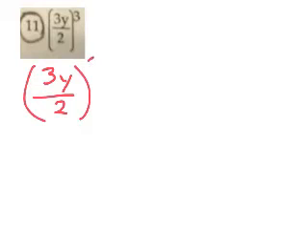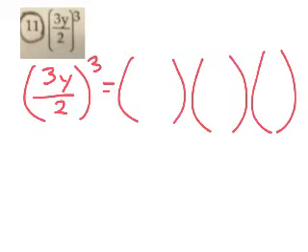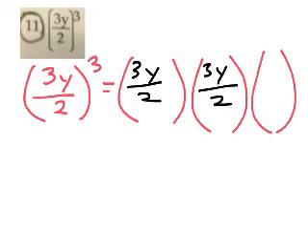Number 11. We have 3y over 2, all of that to the 3rd power. Okay, I'll rewrite it. 3y over 2 to the 3rd power. So that gives us 3 of them, right? Each one, I'm going to just change color here. 3y over 2, 3y over 2, 3y over 2.